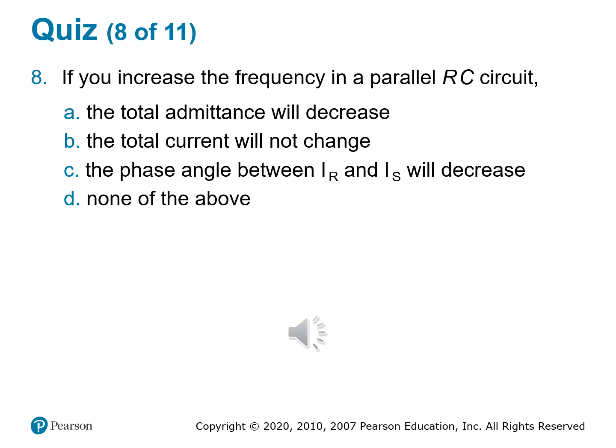Question number 8. If you increase the frequency in a parallel RC circuit, which of the following is true? A, the total admittance will decrease. B, the total current will not change. C, the phase angle between I sub R and I sub S will decrease. Or D, none of the above. Go ahead and pause the video. Thank you for returning. And the correct answer is D, none of the above.